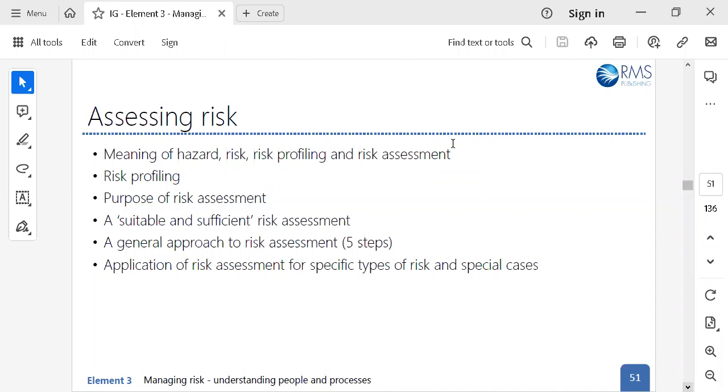So today our topic is assessing risk: meaning of hazards, risk profiling and risk assessment. We will discuss risk profiling, purpose of risk assessment, a suitable and sufficient risk assessment, a general approach to risk assessment, the 5 steps, application of risk assessment for specific types of risk, and special cases. One by one, we will study.